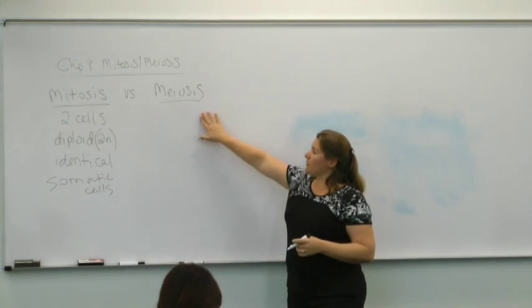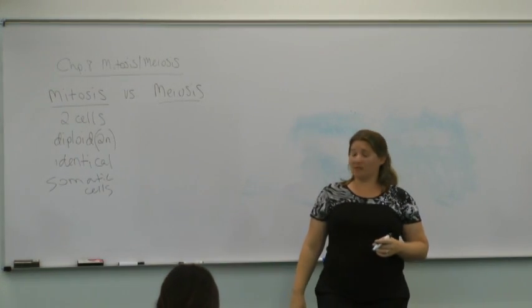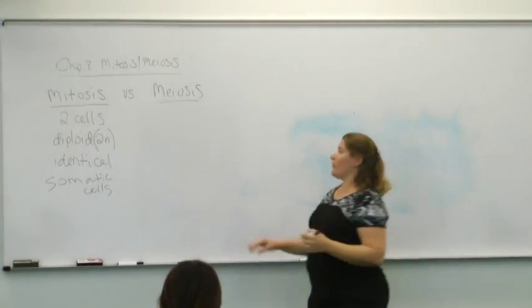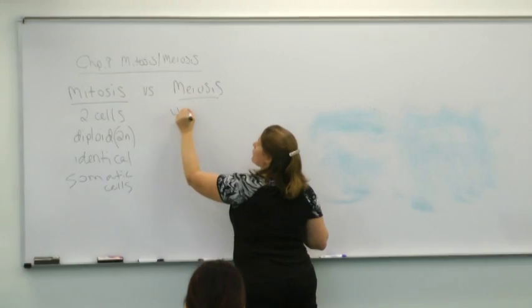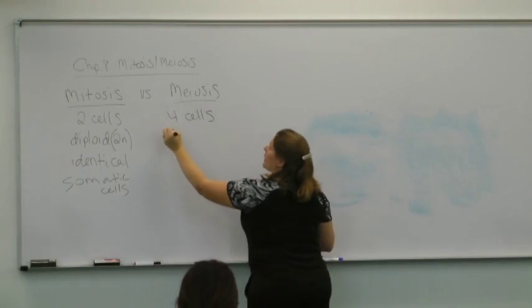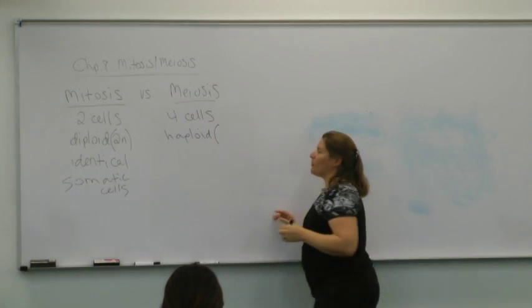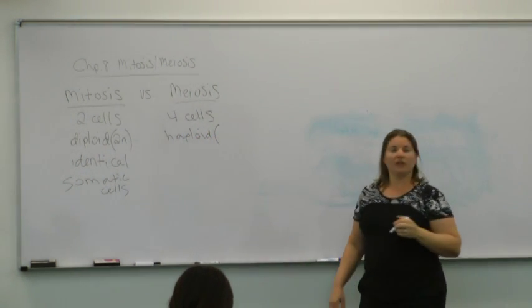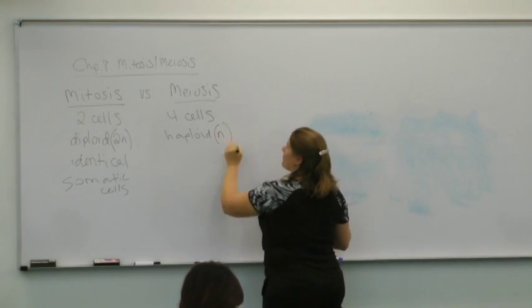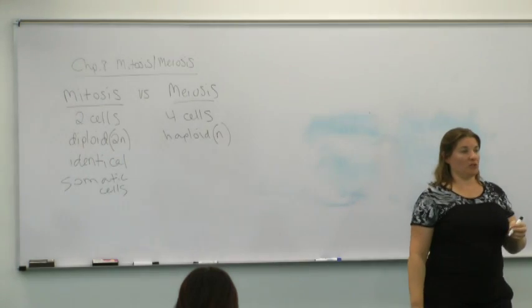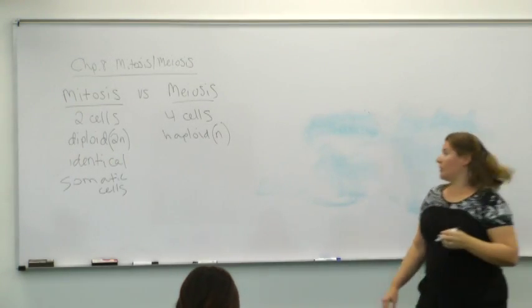All right? So that brings us to the process of meiosis. How many cells are made by meiosis? 4 cells. And what's their chromosome number? Is it diploid or haploid? Haploid. And what symbology do you use to represent haploid cells? N. Just N. And are they identical or are they unique? They are unique.